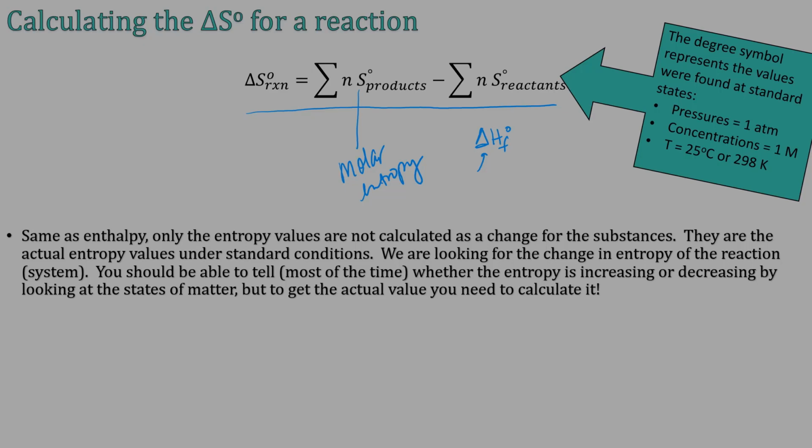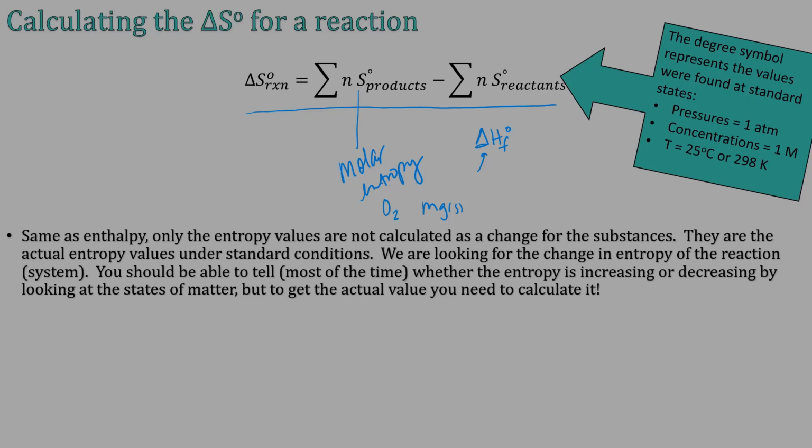So elements like oxygen or even magnesium solid are going to have actual entropy values, unlike with the enthalpies of formation, where they would be 0. All right, so they will have actual values. Now remember what this degree symbol means. It means that the values were measured under standard states.